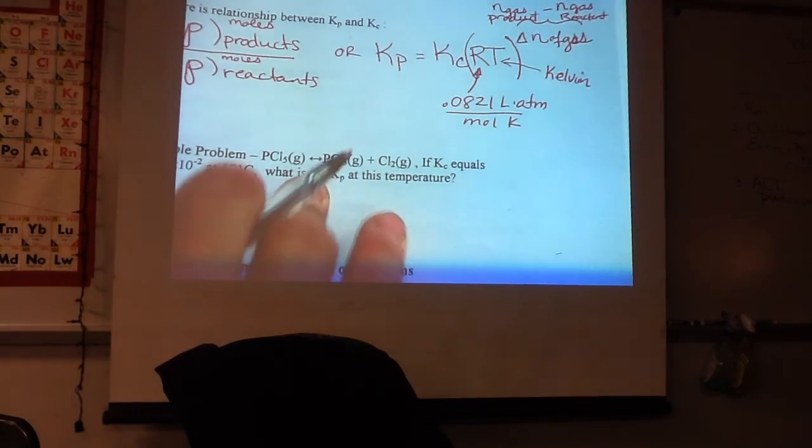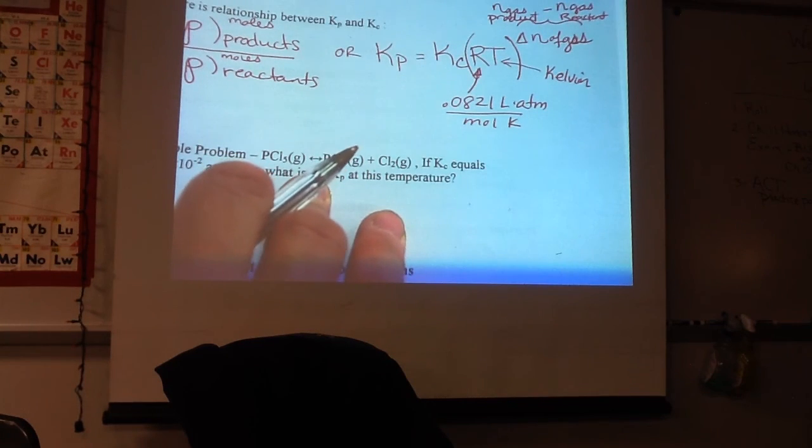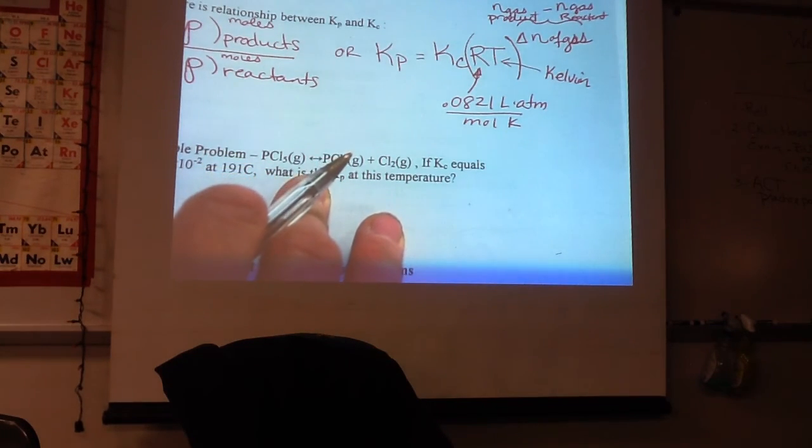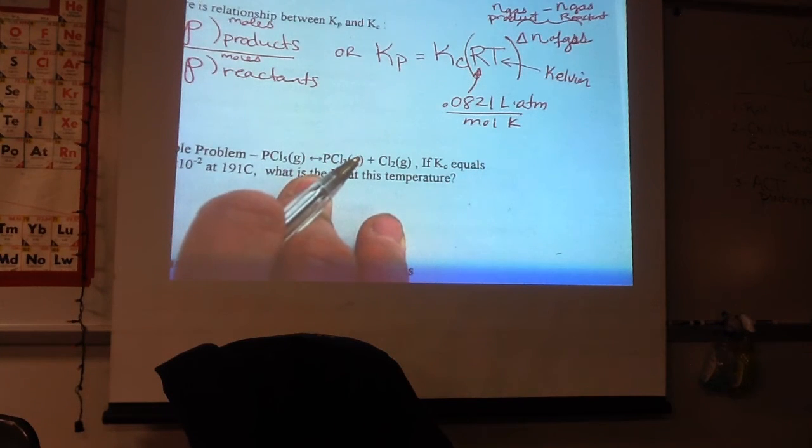Better? Yeah. All right. So Kp can be, if given partial pressures, the partial pressure of each of the products raised to the power of moles multiplied by each other, divided by the partial pressure of the reactants raised to the power of moles multiplied by each other.